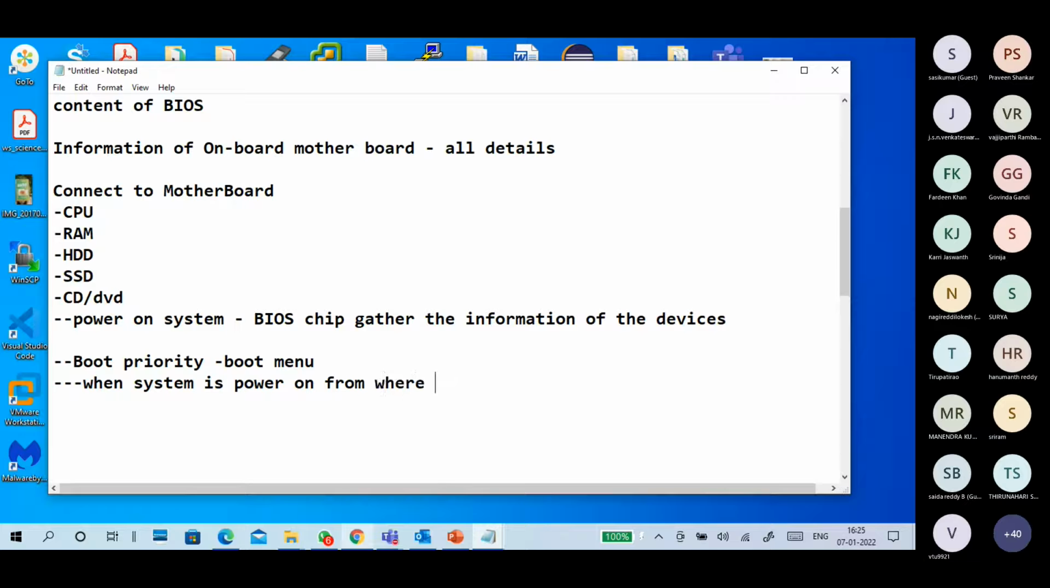where the operating system will load is defined by boot priority. Priority means it's nothing but order. Boot priority, boot menu, boot order, all the names are the same, guys. So when the system is powered on, from where will the operating system be loaded?